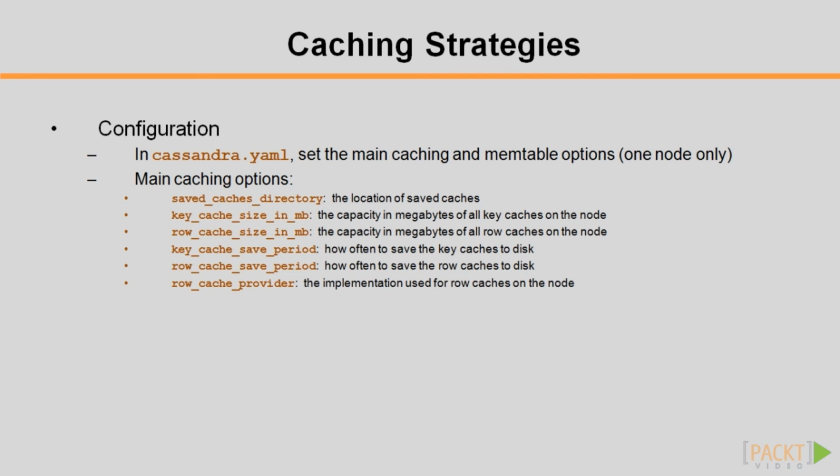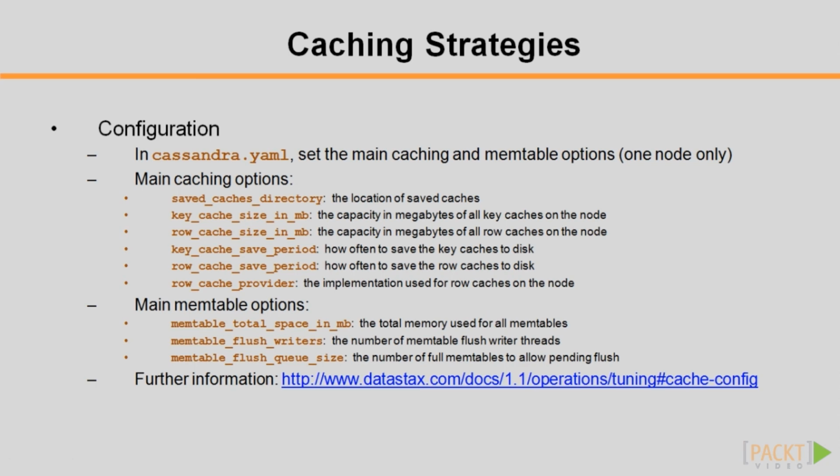First, saved_caches_directory, the location of saved caches. key_cache_size_in_mb and row_cache_size_in_mb are the capacity of all key caches and row caches on the node. Similarly, key_cache_save_period and row_cache_save_period control how often to save the key caches and row caches to disk. Then, row_cache_provider. It's the implementation you can choose for row caches on the node. The remaining three are related to memtable.